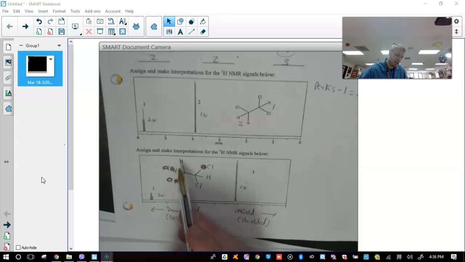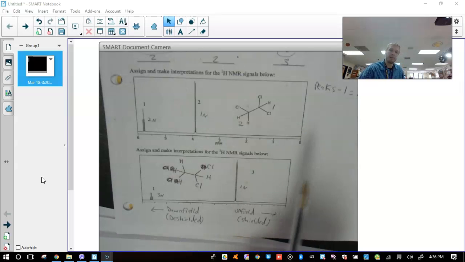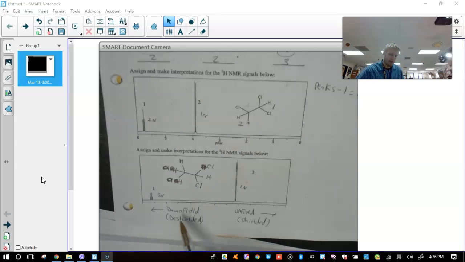The one that's shielded is not directly next to anything electronegative. And it has 1 neighbor because it's a doublet. 2 peaks minus 1 is 1, and so it has 1 neighbor. So that is the downfield, upfield, de-shielded, shielded phenomenon.